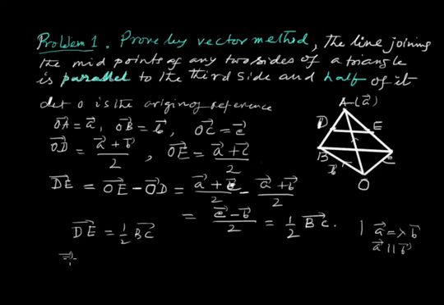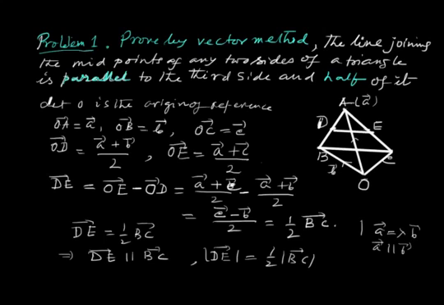So this gives two results. One, DE is parallel to BC, and also the magnitude of DE is half of the magnitude of BC. So we got the line joining D and E is parallel to BC and half of BC.